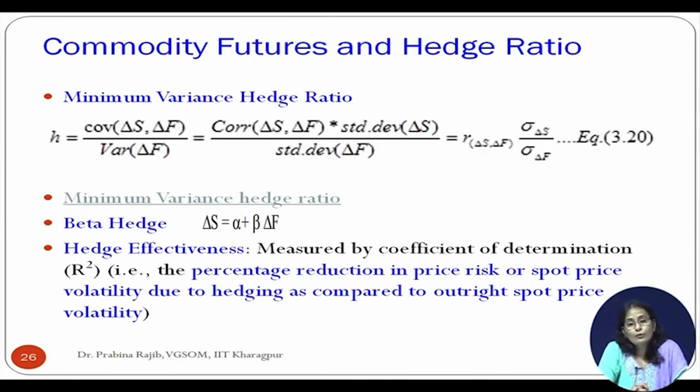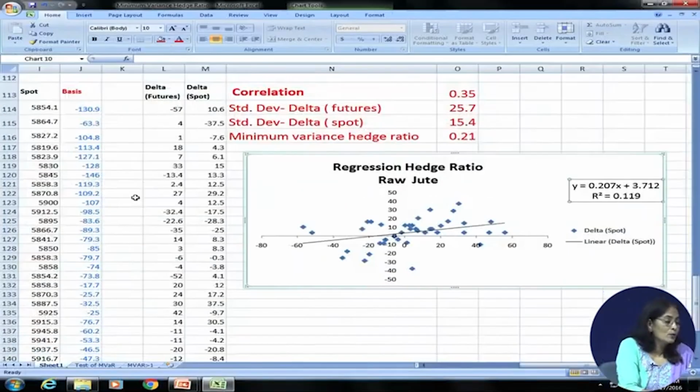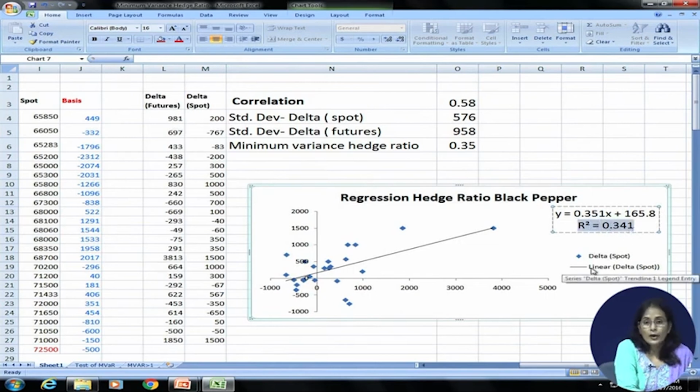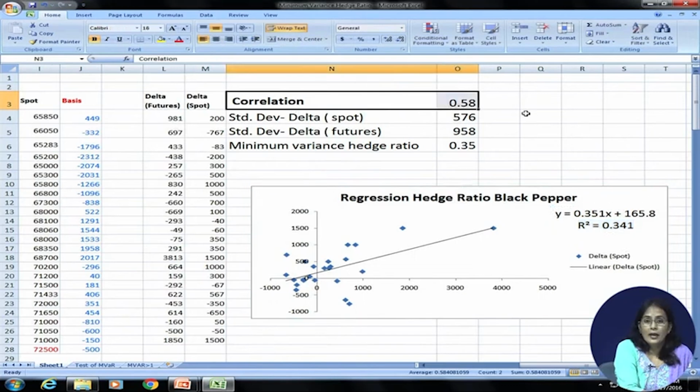So how much volatility of the spot price has been mitigated by adding futures into the portfolio. Hedge effectiveness indicates that ratio. In fact, it is nothing but the square of the correlation coefficient between delta S and delta F. Let's go back once again to this particular Excel file. If you see, R square, that is the coefficient of determination, is 0.341, and correlation is 0.58.